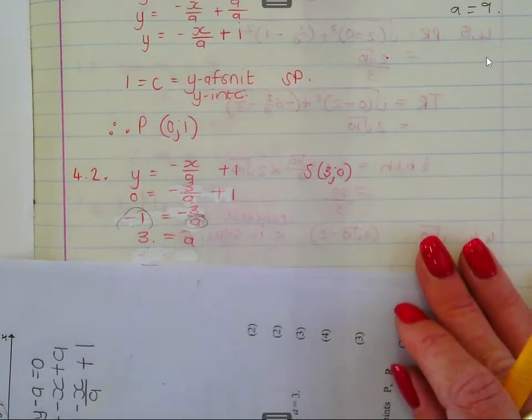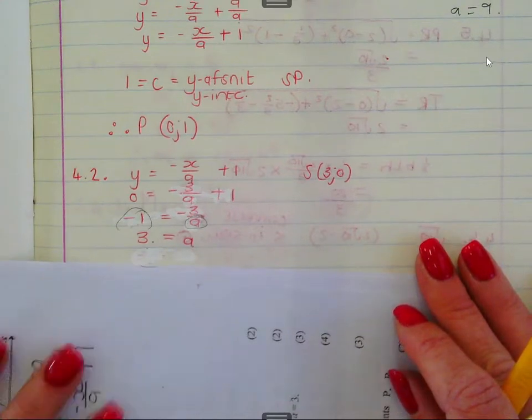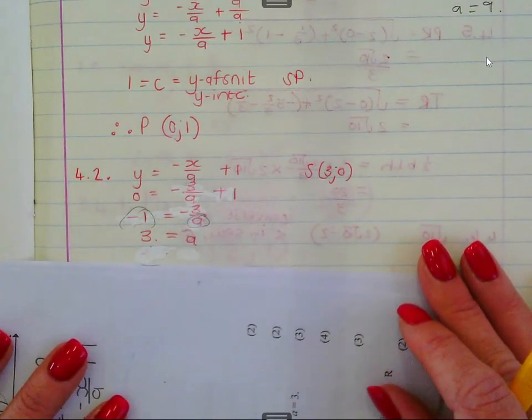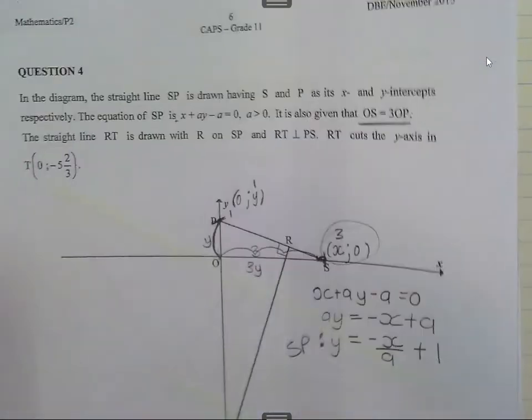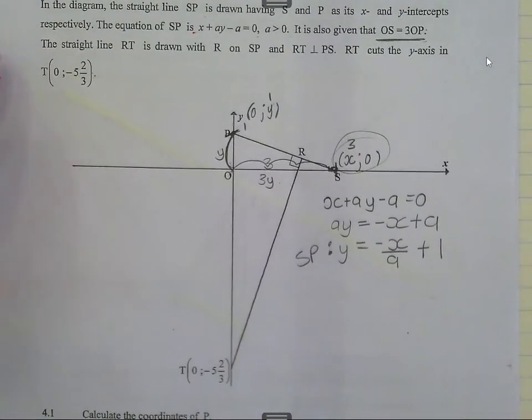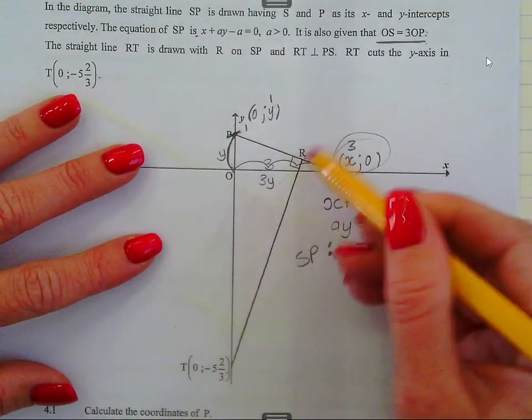Next, I asked you to calculate the equation of RT in the form y equals mx plus c, if it is given that r is equal to 3. Okay, let me just show you my plan. Maybe you used a different plan. So RT, it's this one.